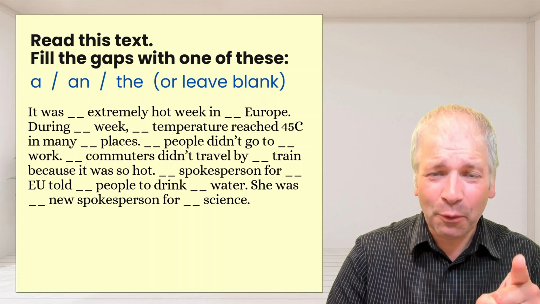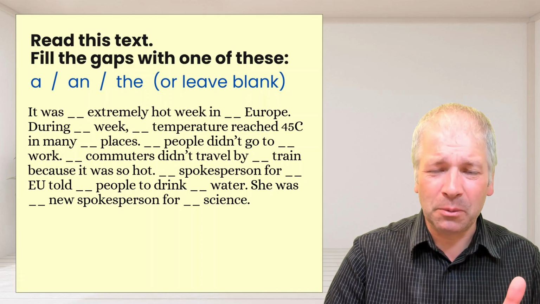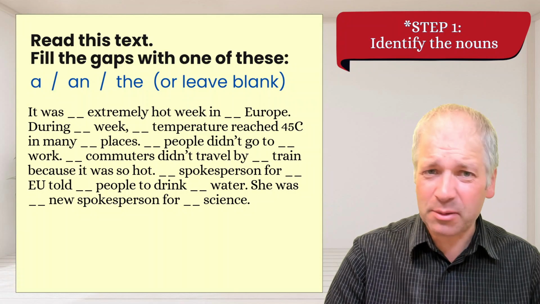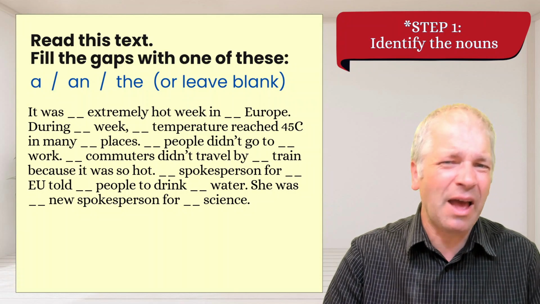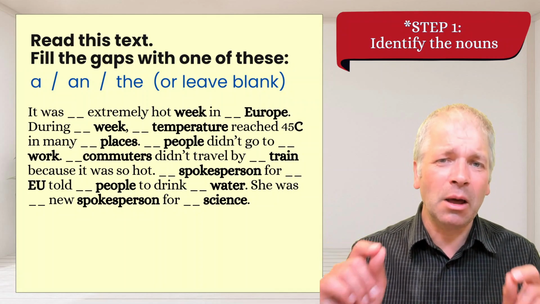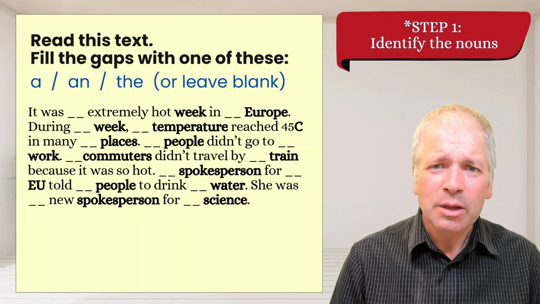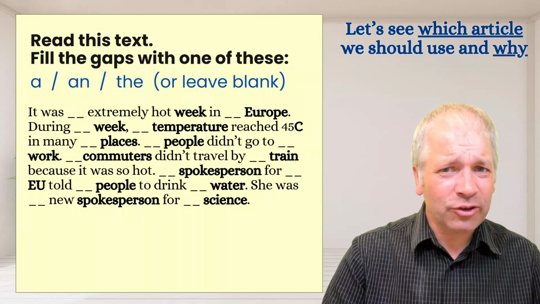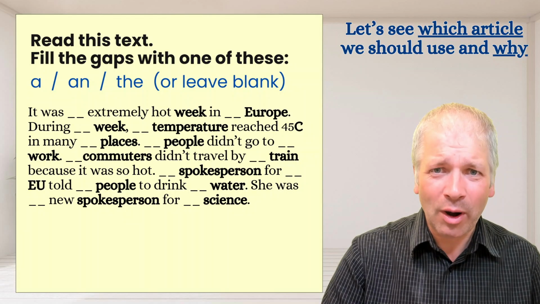So, how do we fill the gaps? Step 1 is to identify the nouns because articles go before nouns and they relate to the noun. The nouns are these in bold here. So now we've identified the nouns, let's see which article we should use and why.